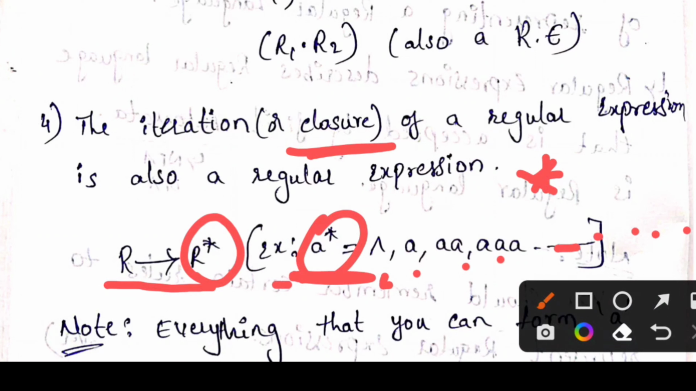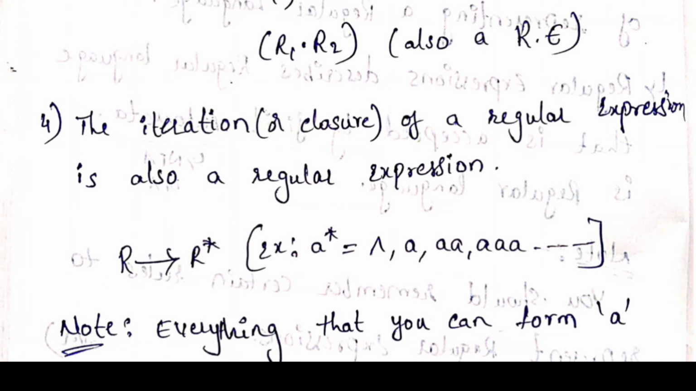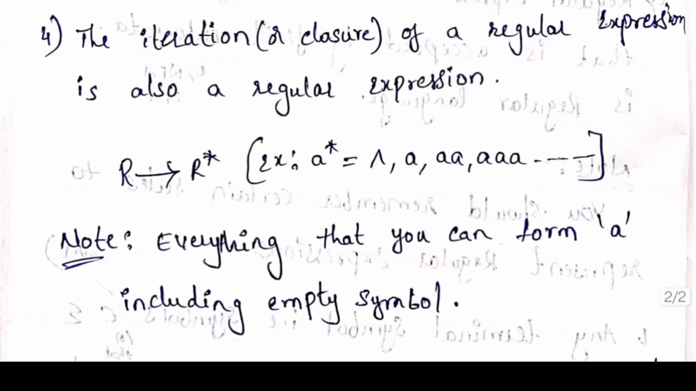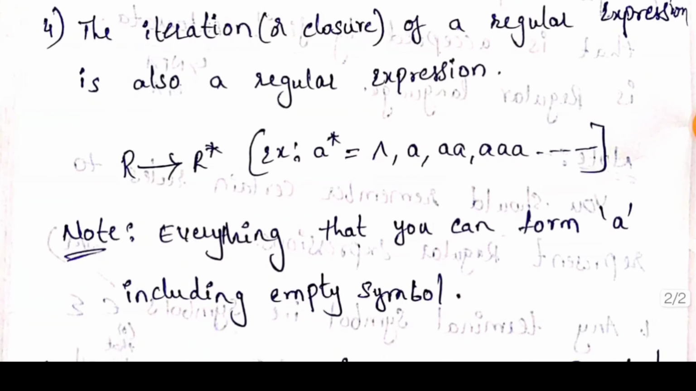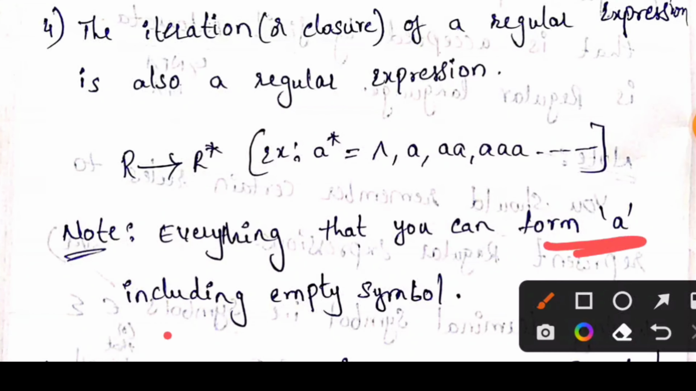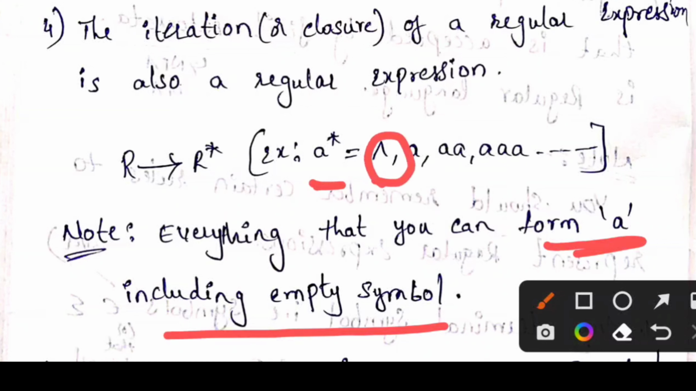You need to write all the possibilities of a, so everything that you can form with a, including the empty symbol. That means a star is nothing but all the possibilities of a including the empty symbol. That is the closure meaning.